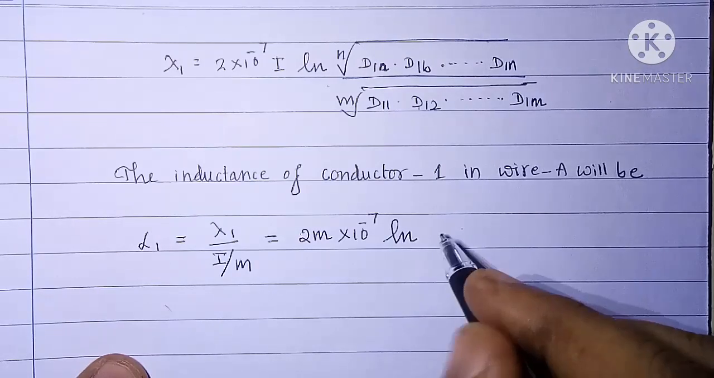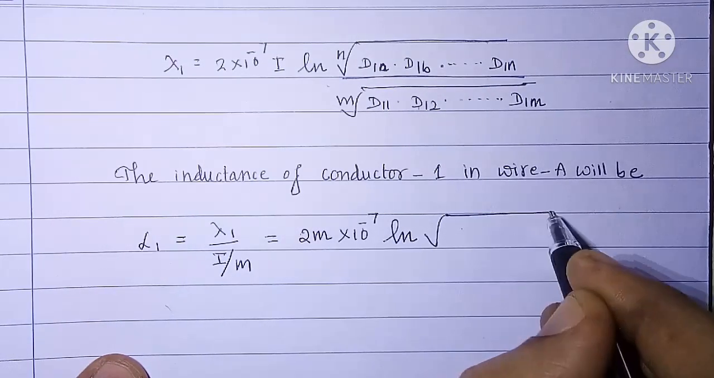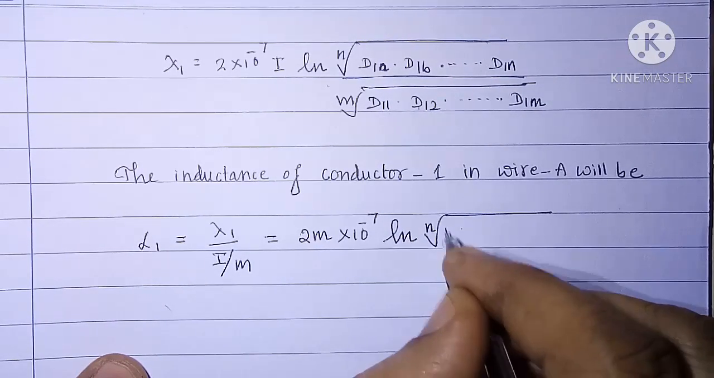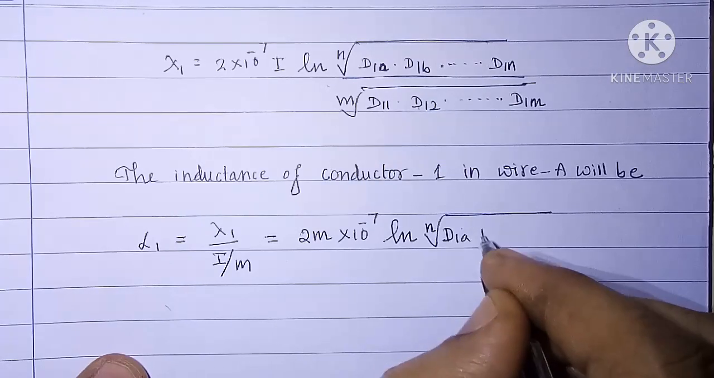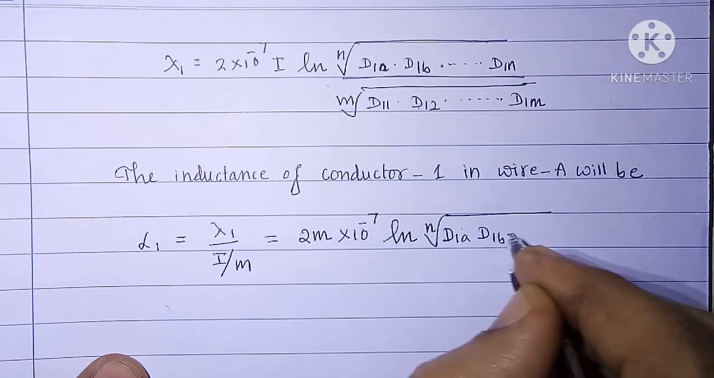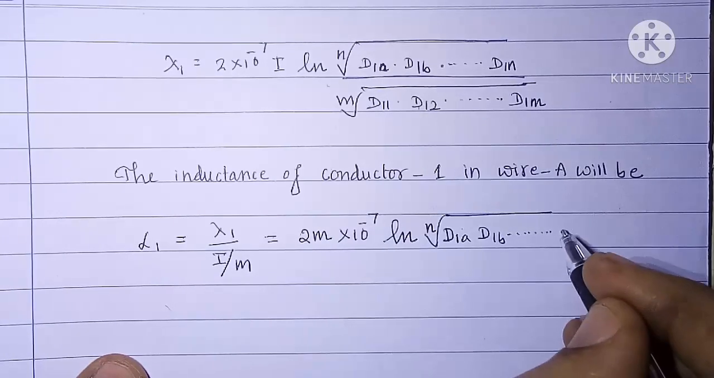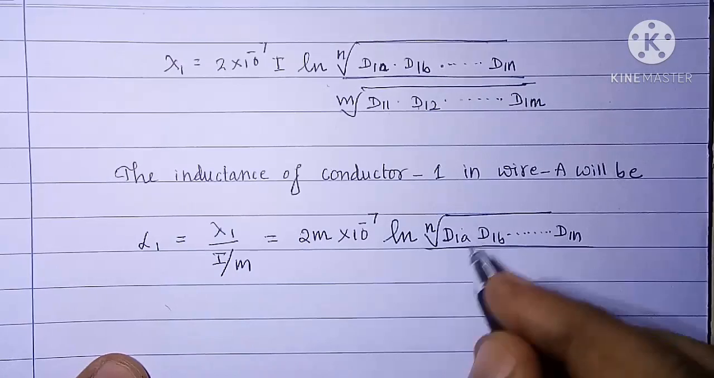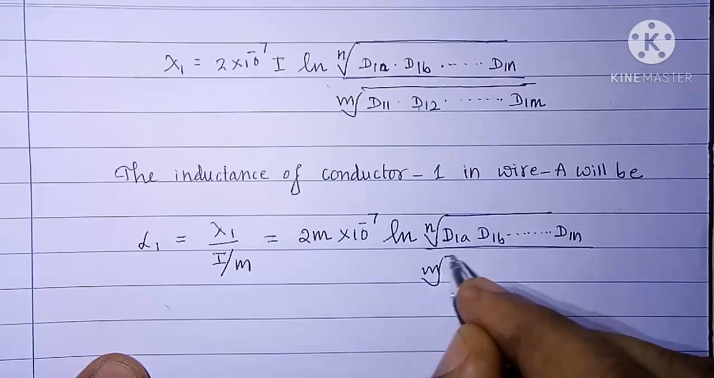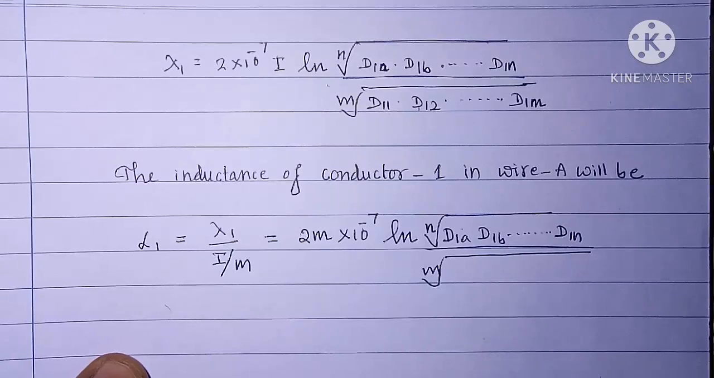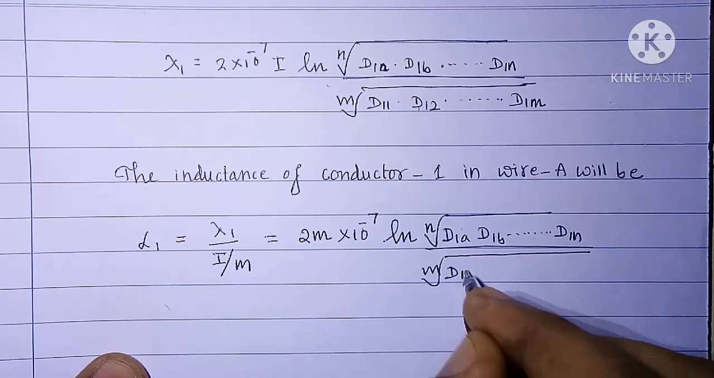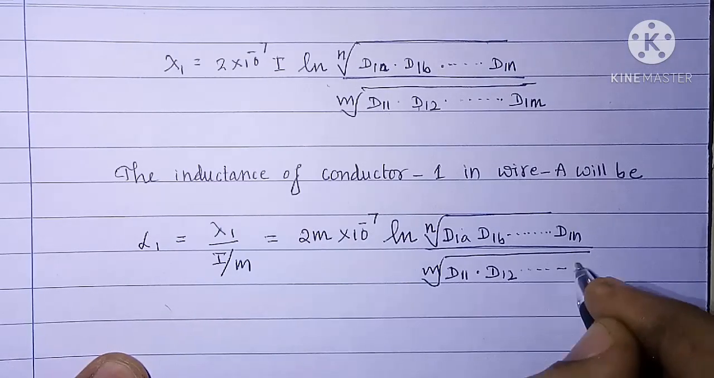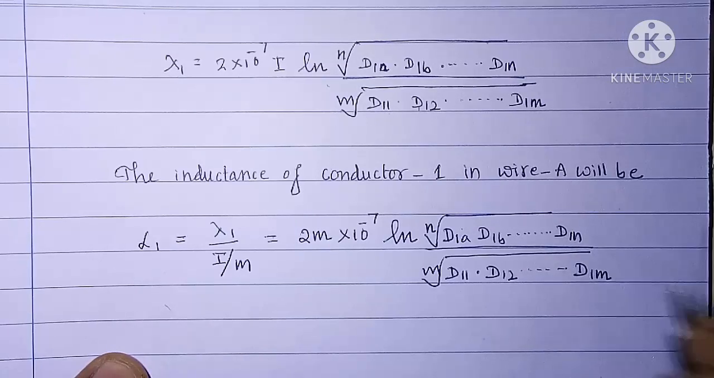ln of nth root of d1A into d1B into and so on up to d1N, divided by mth root of d11 into d12 into and so on up to d1M.